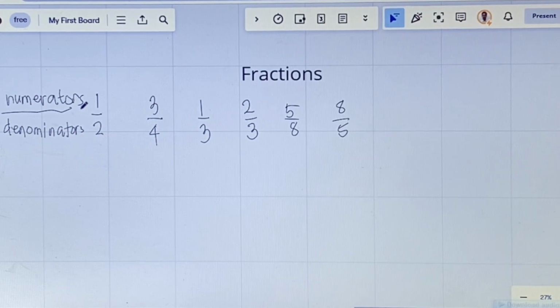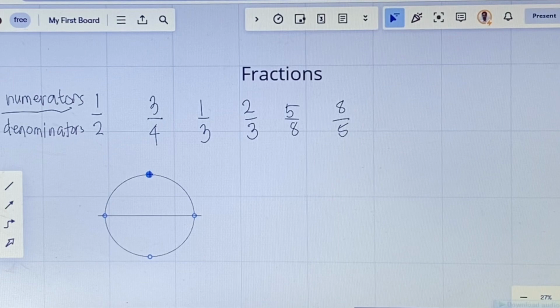To put it simply, the denominator is the total number of equal parts. Remember, equal parts. The numerator is the parts or pieces that we're talking about. Now, let's say we have a circle. I'm gonna draw a circle, and I'm gonna divide it into 4 equal parts, like this. Right now, the circle is divided into 4 equal parts.